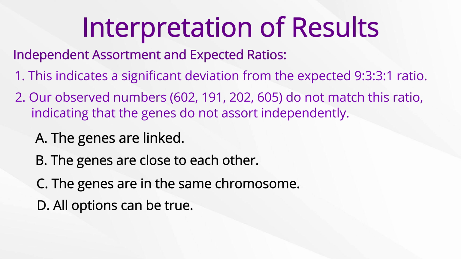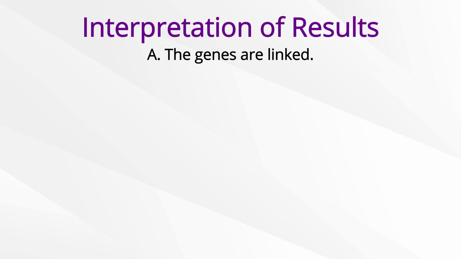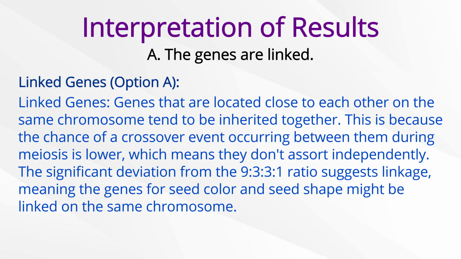Possible explanations. Given that the genes do not assort independently, there are a few possible biological explanations. Option A. Linked genes. Genes that are located close to each other on the same chromosome tend to be inherited together. This is because the chance of a crossover event occurring between them during meiosis is lower, which means they don't assort independently. The significant deviation from the 9:3:3:1 ratio suggests linkage, meaning the genes for seed color and seed shape might be linked on the same chromosome.